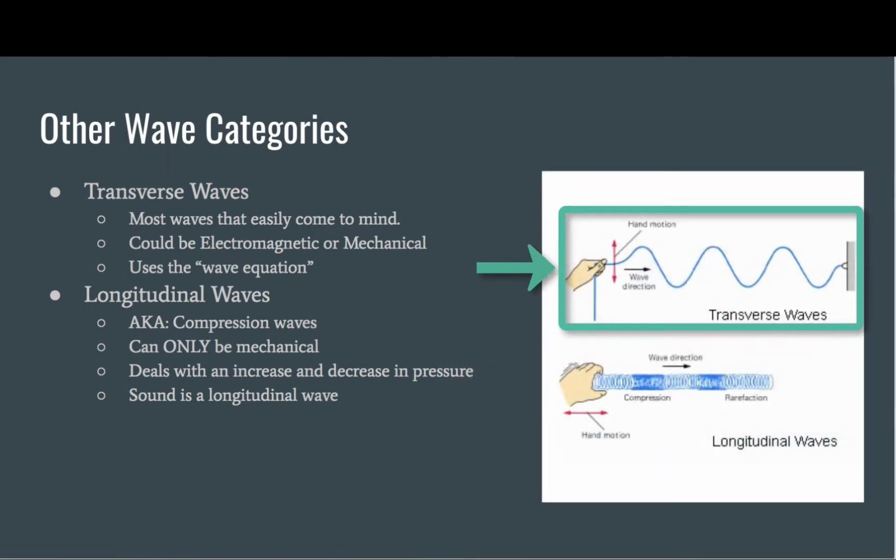There are two other ways to categorize waves. There are transverse waves, where the source of the wave is moving up and down while the wave itself is moving forward. The source and the direction of the wave are perpendicular to each other.